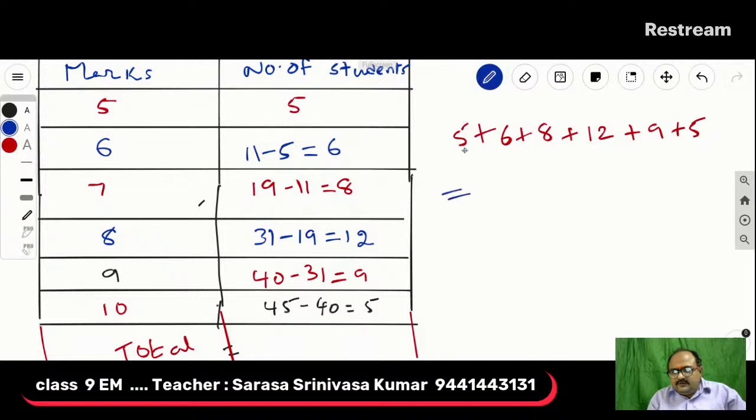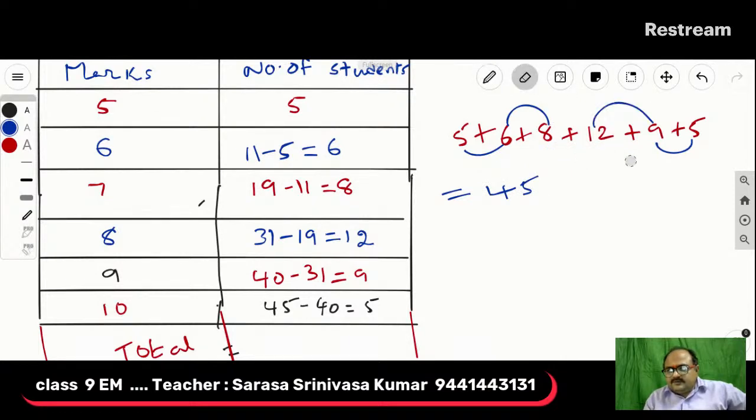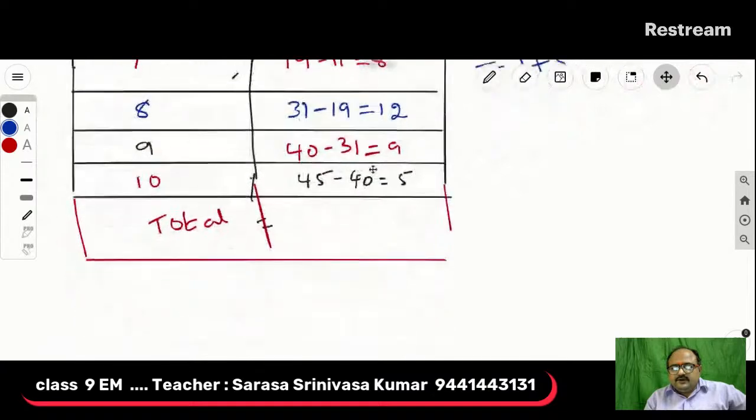This is equal to 5 plus 6 is 11. 11 plus 8, 19. 19 plus 12, 31. 31 plus 9, 40. 40 plus 5, 45. So we got 45. So hence our calculations are correct. This is how we can cross check the values.